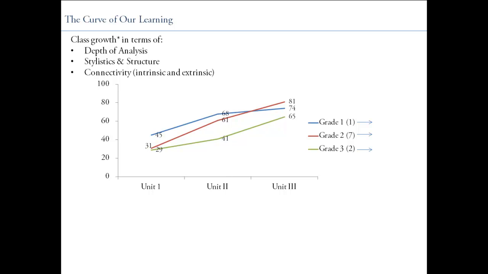So once we've said, okay, these are the 3 factors that you should really learn and take away from this class, we divided the class of 10 into 3 grades. And the gradation of grade 1, grade 2, grade 3 writers is done on the first draft of your first essay. We looked at how good your analysis was, how was the stylistics and structure and connectivity. So without any inputs from this class, on your first draft, how did you measure on these 3 factors?